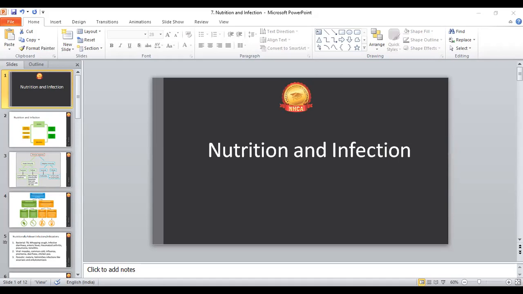What happens in case of prolonged infection? Slowly, the child's appetite will come down. Not just that, the metabolism and the rate of absorption, everything will come down. So even if the child is having enough food, if it is not metabolized properly and not absorbed properly in the body, it will lead to malnutrition. That is how these two things are interrelated.